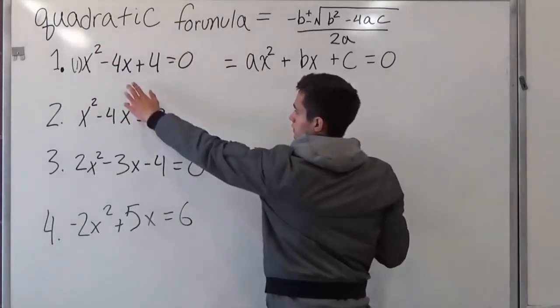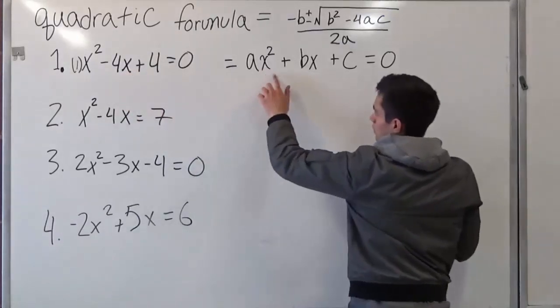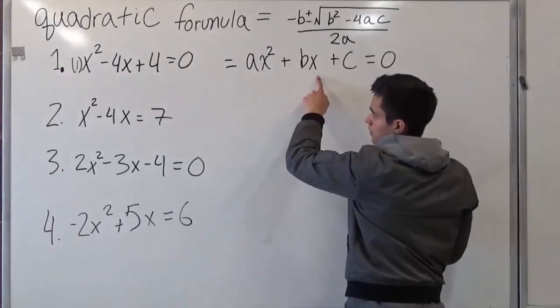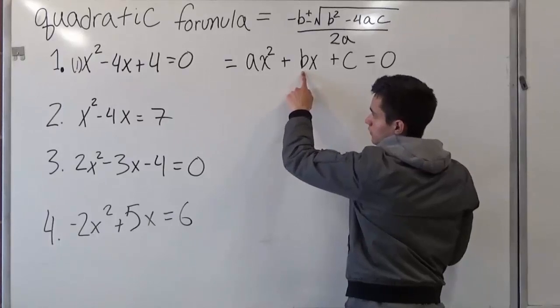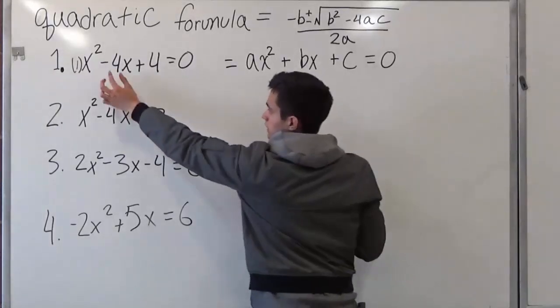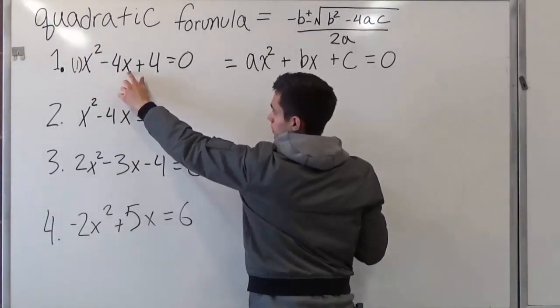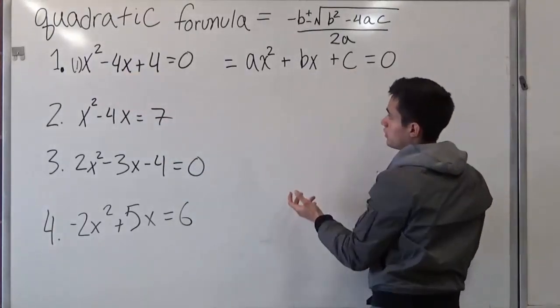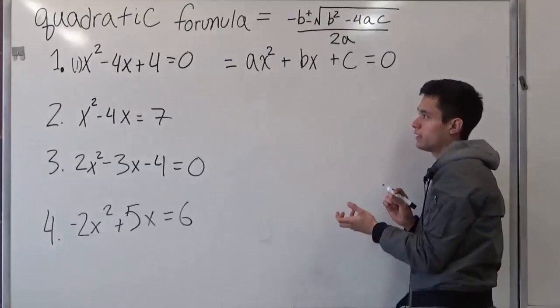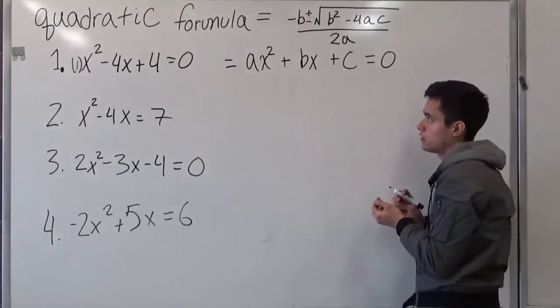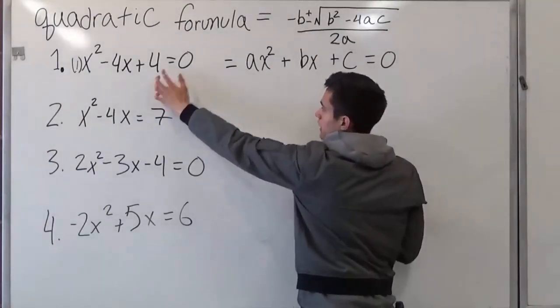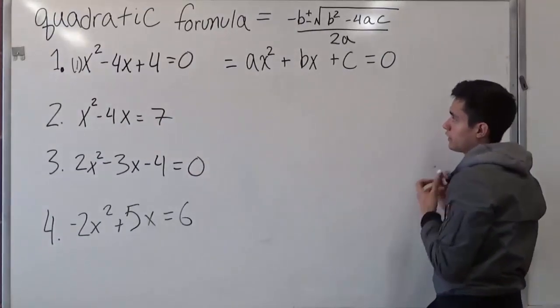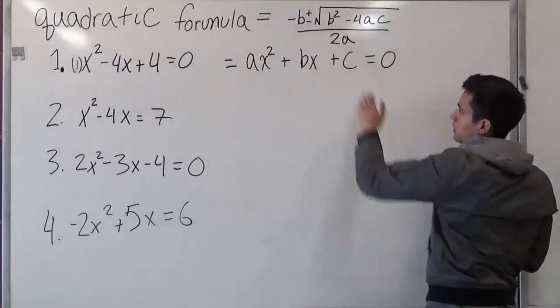And if we take this second term, which is bx, the b can be translated as a negative 4, because it's in front of this x. And the c is just a constant number. Constant, in a simpler definition, just means that there's no x next to it. So that's what we're going to remember when using this formula.